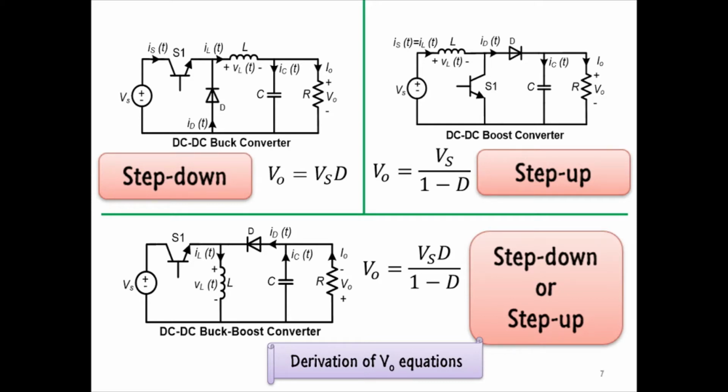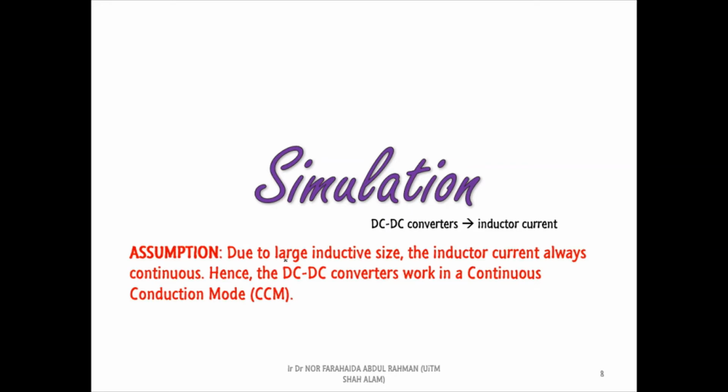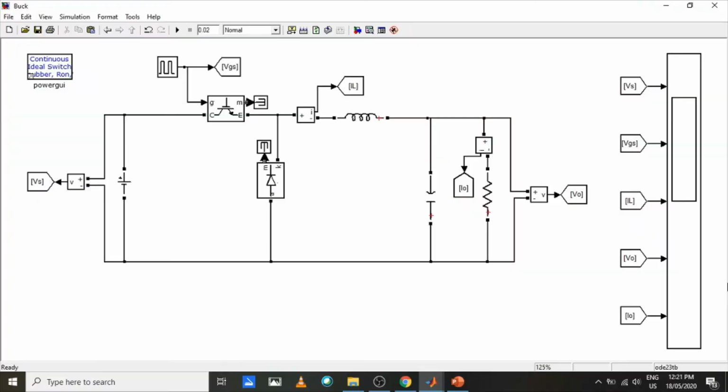For your information, the most essential parameter used in the derivation is the instantaneous inductor current. Before we analyze the inductor current, we need to consider one assumption. Due to the large inductive size, we assume the inductor current is always continuous. Therefore, the DC-DC converters will work in a continuous conduction mode, also known as CCM.